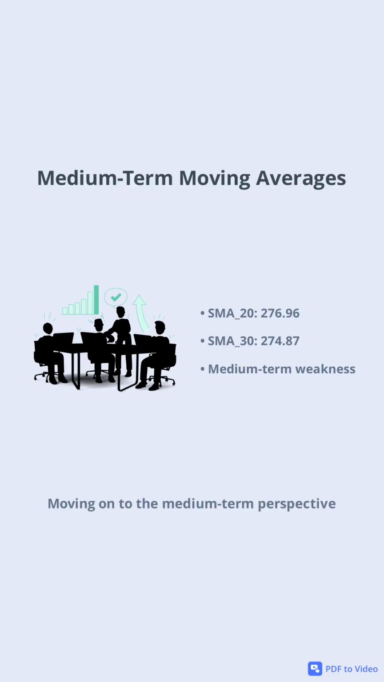Moving on to the medium-term perspective, we see the 20-day SMA at 276.96 and the 30-day SMA at 274.87. Both remain above the current price, reinforcing the notion of ongoing weakness. The EMAs for these periods echo this pattern. When both short and medium-term averages are above the current price, it often means the stock is in a corrective phase or consolidating after a previous rally. This context is crucial for traders looking for potential entry or exit points.